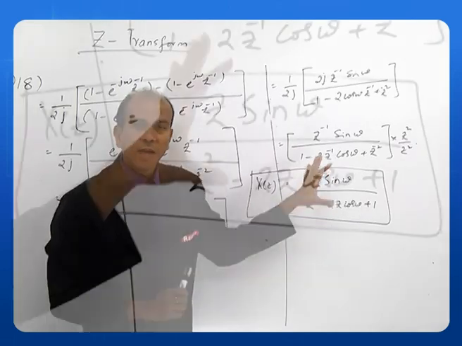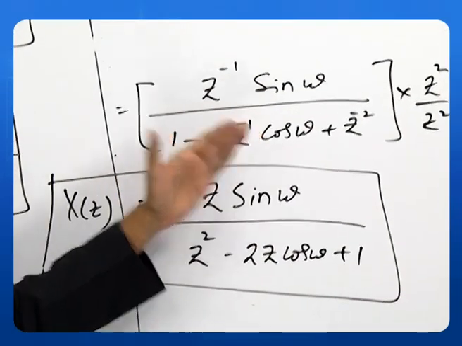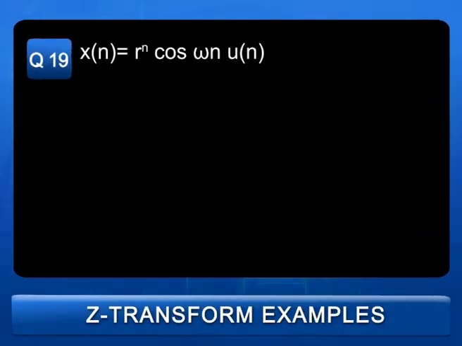So, this is the X(z), the z-transform of a sinusoidal function. Let us see the next problem. Here x(n) is, earlier we have seen with the cosine function. Now, this cosine is multiplied by a certain factor r to the power of n. Let us see how exactly this problem can be solved.